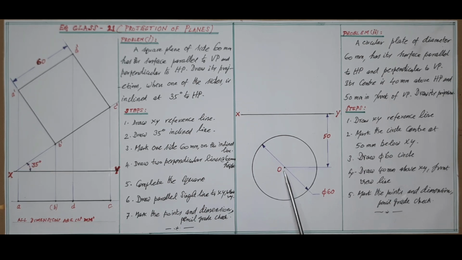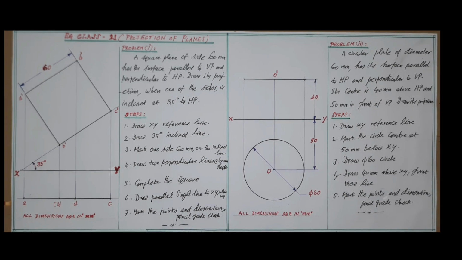Also, it is parallel to horizontal plane, which means the surface of the circle is parallel to horizontal plane, and based on this it is also perpendicular to vertical plane. Hence, keeping this as center with the given diameter of 60 millimeter, that is taking radius 60 by 2, 30 millimeter, draw the circle as shown below XY with this center point O. Since no other requirement is given, this is the required top view of the circular plate.